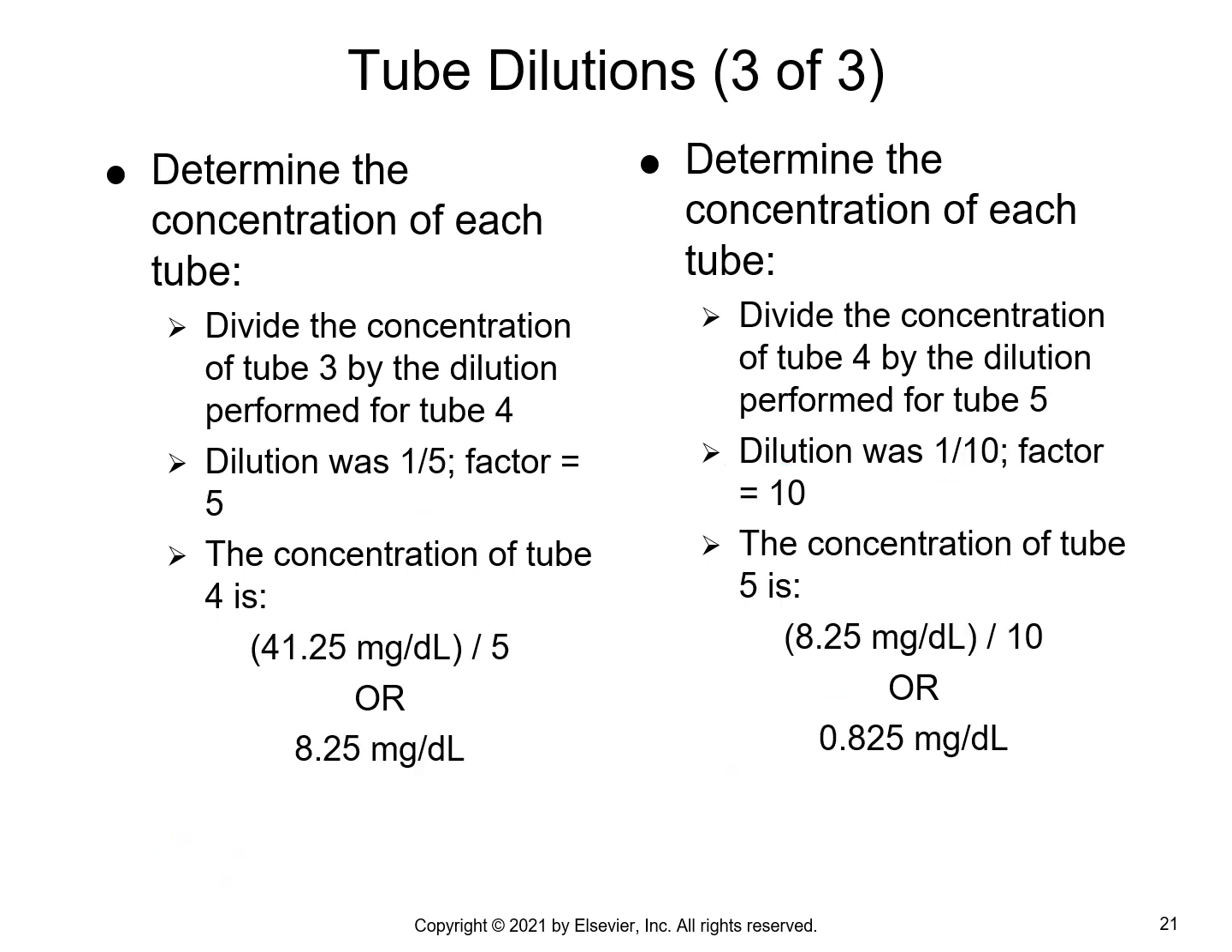And of course, if we keep going, we have to figure out what our concentration would be in tube number 5. Again, we're using that dilution factor of 5 and dividing it out with what was the concentration in tube number 3. For tube number 4, we would get 8.25. Again, that dilution factor of 10 off of that last tube, divide that out, and this will give us our final concentration that is in tube number 5.